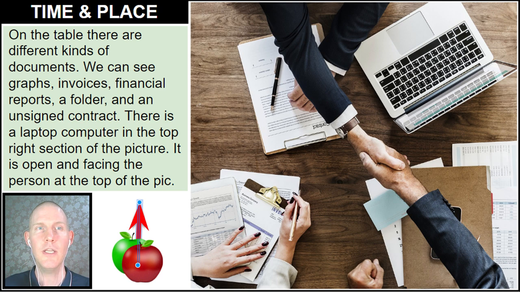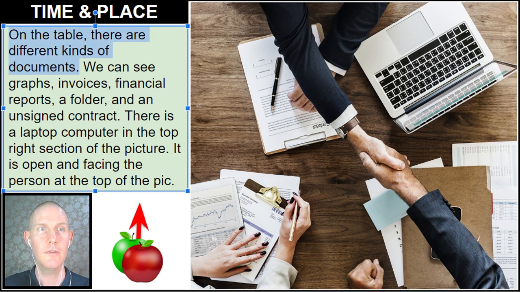All right, let's do pronunciation. Repeat after me. And I'm going to add in a comma. Here we go. On the table, there are different kinds of documents. We can see graphs, invoices, financial reports, a folder, and an unsigned contract. There is a laptop computer in the top right section of the picture. It is open and facing the person at the top of the picture.